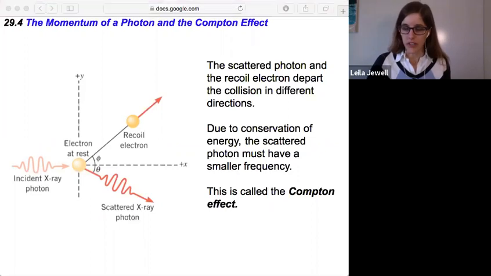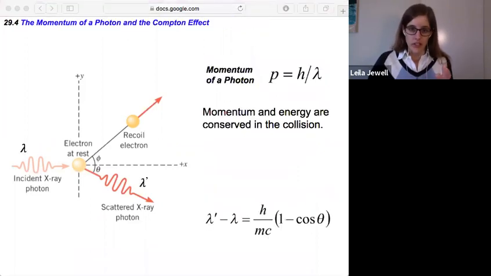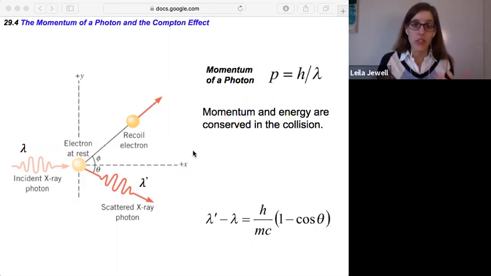We're going to take a closer look here. So the momentum of a photon we can calculate with h, Planck's constant, divided by the wavelength of the light of whatever interest it is, right? But momentum and energy are both conserved in this collision. It's an elastic collision, which means we can look at the initial momentum of the incident photon, and that will have to be equal to the final momentum of the scattered X-ray photon as well as of the electron. Similarly, the energy needs to be conserved.